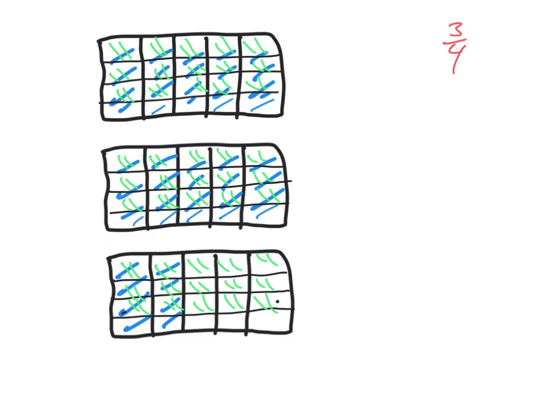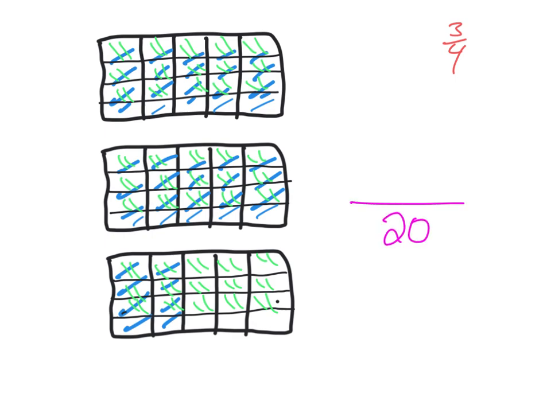Okay. Now that we've got that done, we want to count how many little squares or little boxes there are in one of these shapes. So there's 1, 2, 3, 4, 5, 6, 7, 8, 9, 10, 11, 12, 13, 14, 15, 16, 17, 18, 19, 20. So that means that our denominator is 20.